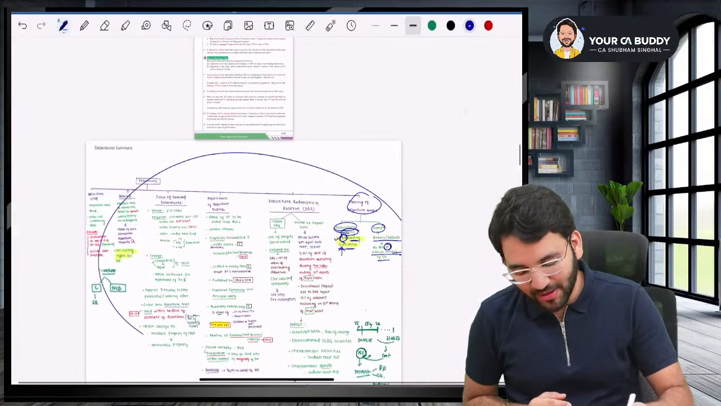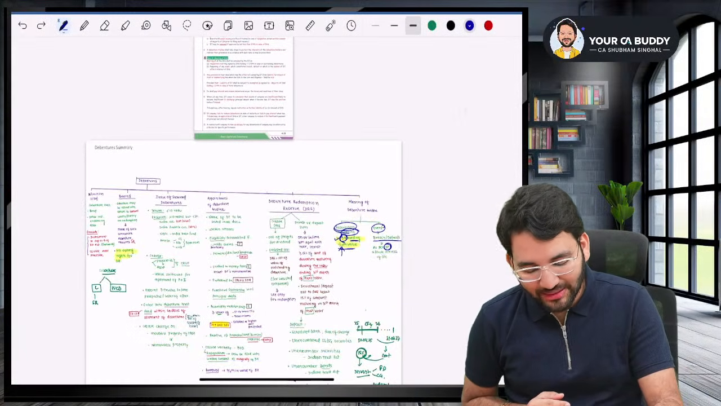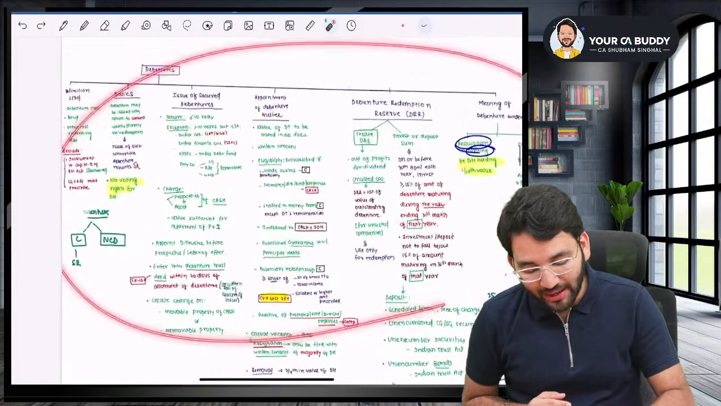Sir, it is a big section, but it is a very important section. I hope this concept is clear to you. Sir, where can you find these notes? I want you to write them here itself.